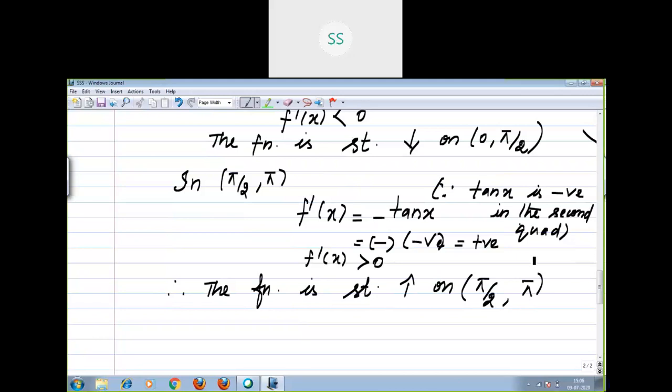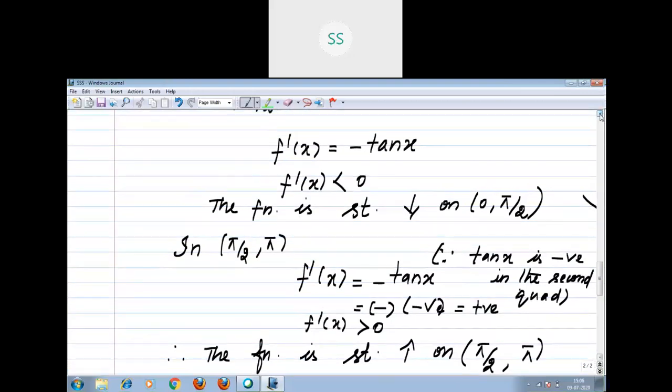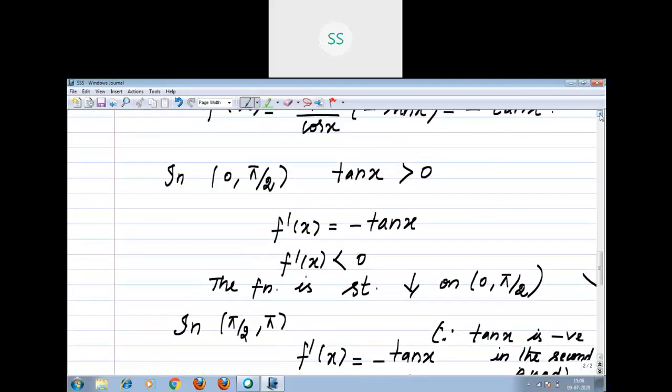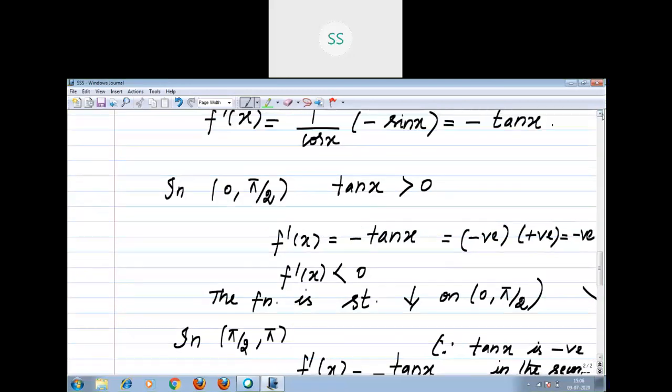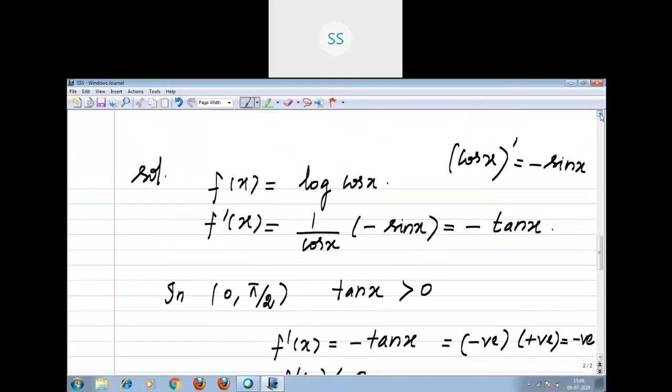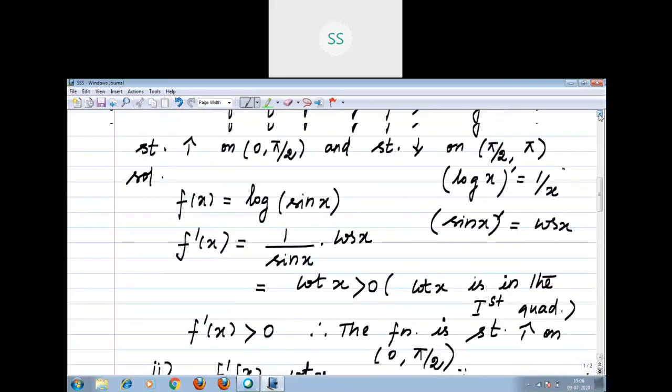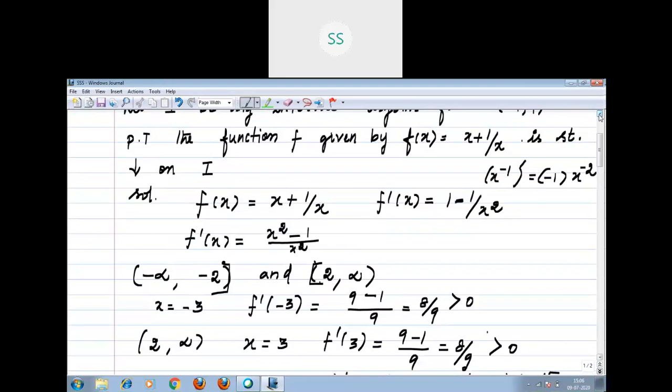See here the previous one. Here also you can write for your convenience: minus, and tan x is greater than 0, that means it is positive, so positive into negative is negative. That's why you wrote f dash of x less than 0. From the beginning, I'm going to show again. I will teach you. You people should listen carefully. Step by step, I will move.